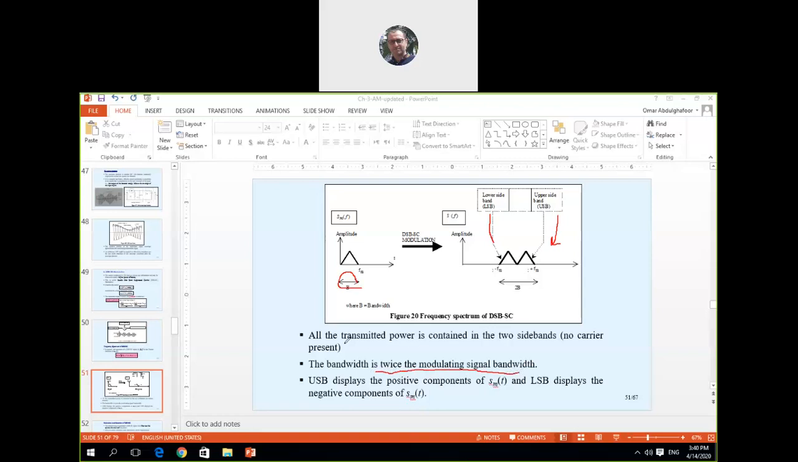Here is the main advantage of this one: all the transmitted power is contained in the two sidebands, no carrier present. So the power will be in the upper sideband and lower sideband, and definitely the power efficiency will be better compared to double sideband large carrier. Here's another note: the upper sideband displays the positive component of the modulating signal, and the lower sideband displays the negative component of the modulating signal.